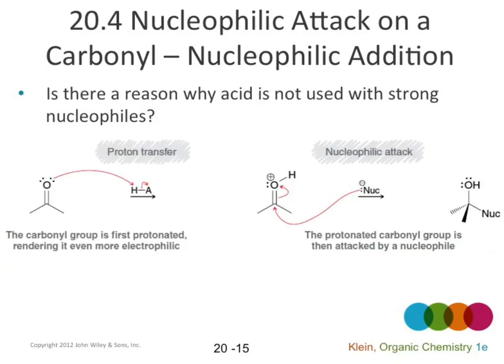Oh, here's the question that I was expecting them to ask. Why is an acid not used with a strong nucleophile? Okay, so the way they've got this drawn, it sure looks like the nucleophile is attacking as a strong nucleophile. How do we know it's attacking as a strong nucleophile?